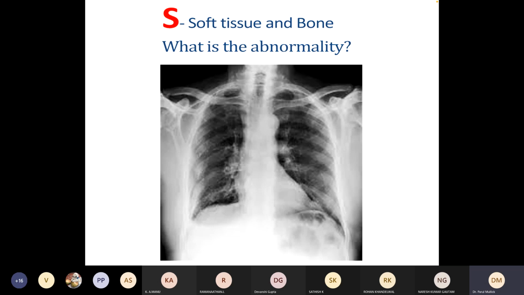All right. Now, what is the soft tissue abnormality? Soft tissue and bone. Okay. What is the abnormality in this film? Who's going to tell me that? Just concentrate on soft tissue and bone. Okay, see. यहाँ पर ये क्या कुछ दिख रहा है? यहाँ कुछ दिख रहा है प्रॉब्लम? बोलो.